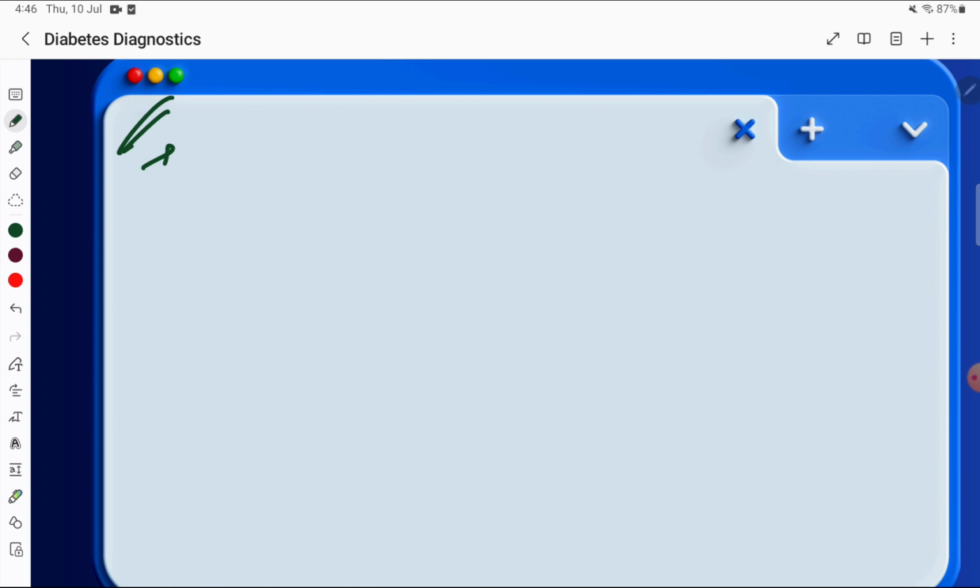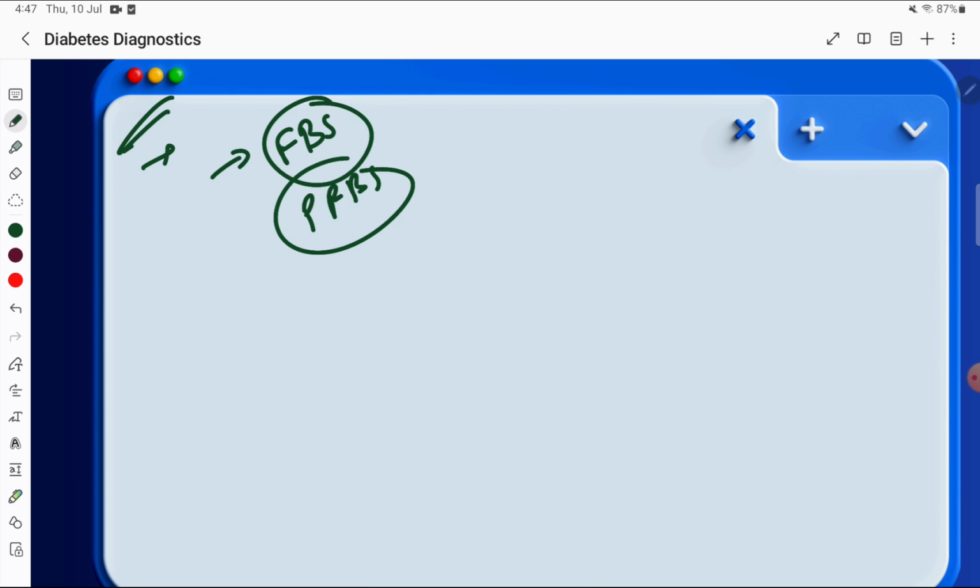Generally we measure the blood sugar of a diabetic patient, or in normal people also for routine screening. There are different tests which are used, so we'll quickly write them down. First one is FBS, which is fasting blood sugar. The second one is PPBS, the postprandial blood sugar, the 2-hour plasma glucose. The third one is HbA1c, generally called the confirmatory test for diabetes.